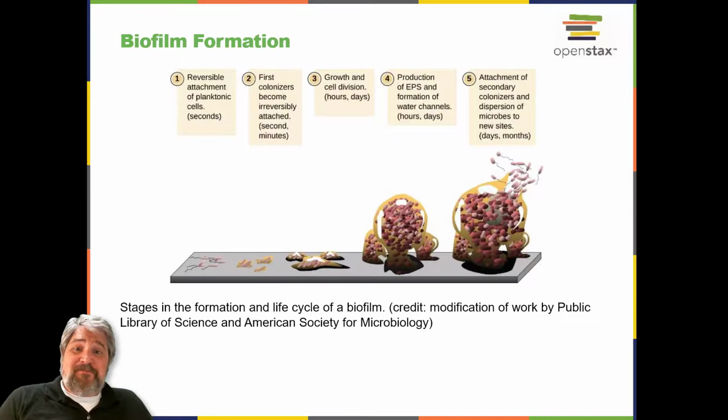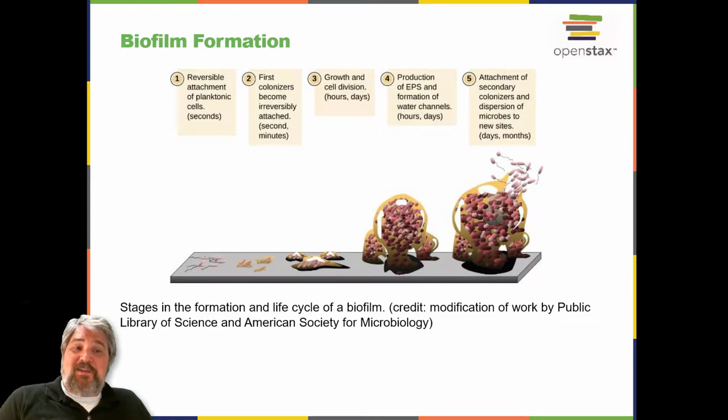Biofilm formation. Free-floating microbial cells that live in an aquatic environment are called planktonic cells. The formation of a biofilm essentially involves the attachment of planktonic cells to a substrate where they become sessile, attached to a surface. This occurs in stages as depicted here. The first stage involves the attachment of planktonic cells to a surface coated with a conditioning film of organic material.